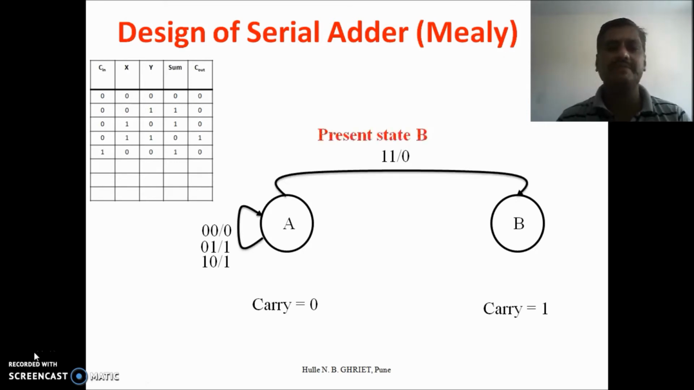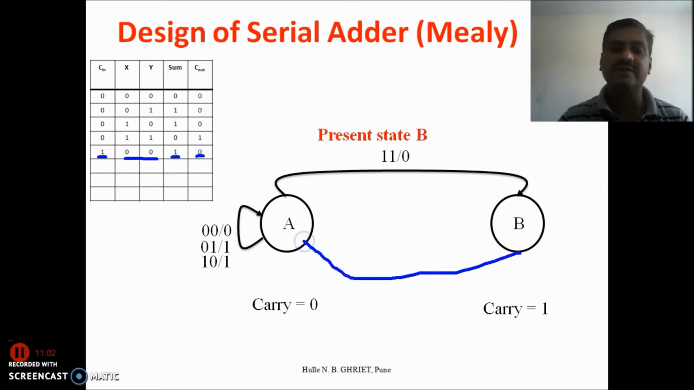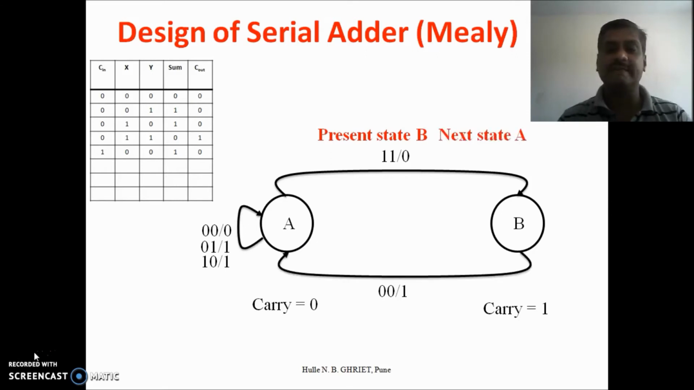In a similar way we can prepare for the B state. Now look, the present state is B, that is carry equal to 1, which is the B state. Whenever inputs are 0 0, sum will be 1, and the next state will be 0, meaning we are coming back to the A state whenever we have the inputs 0 0. In this case the output will be 0, and the next state will be the A state, that is state 0. This is the combination.